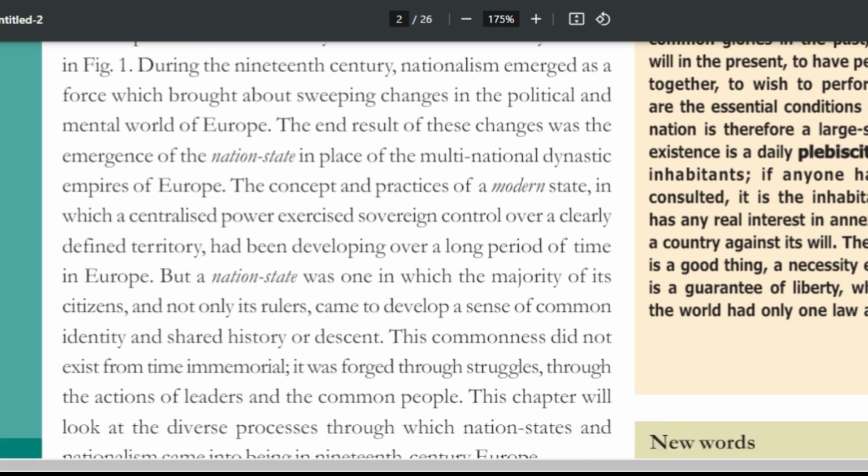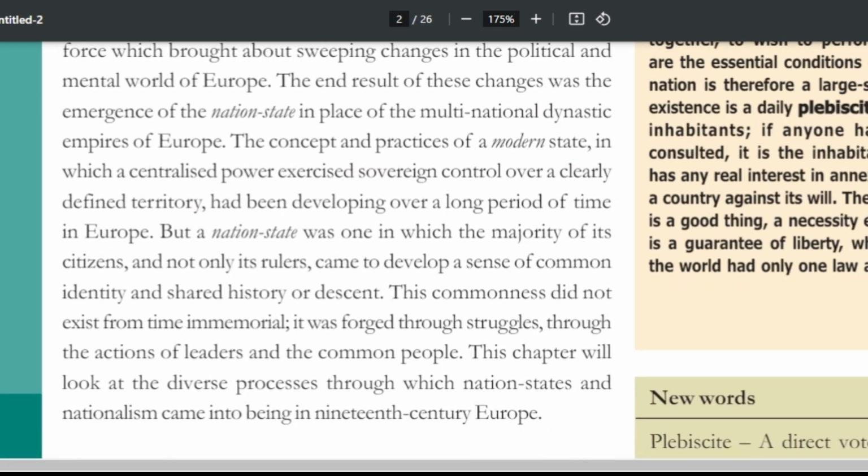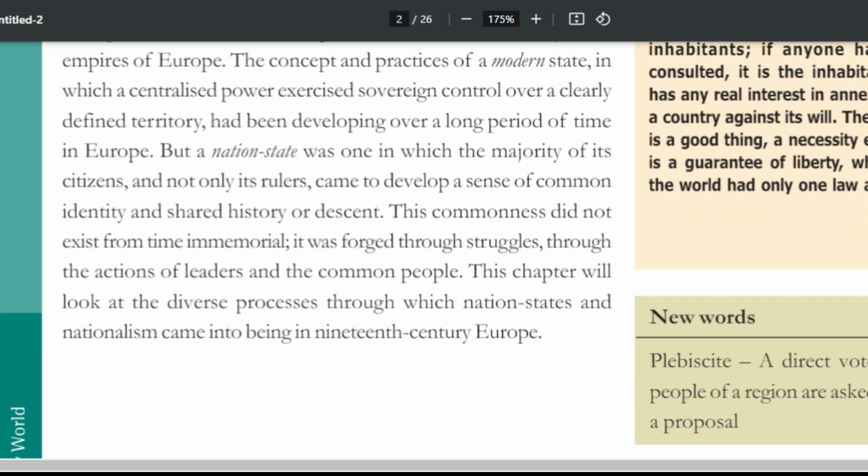But a nation state was one in which the majority of its citizens, and not only its rulers, came to develop a sense of common identity and shared history or descent. This commonness did not exist from time immemorial. It was forged through struggles, through the actions of leaders and the common people. This chapter will look at the diverse processes through which nation states and nationalism came into being in 19th century Europe.